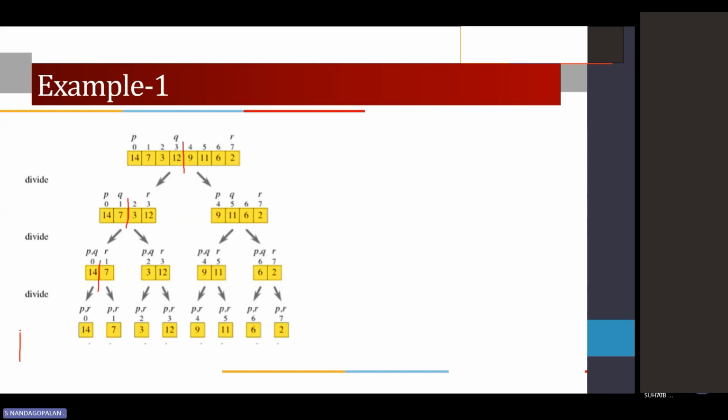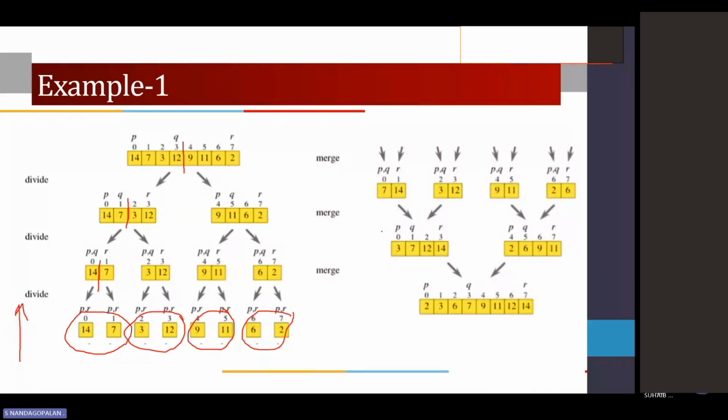So now go back and try to merge these things. So we take this as two sorted arrays and then merge it because one element is sorted. So when I merge these two, it becomes 7, 14. This becomes 3, 12. This becomes 9, 11. This becomes 2, 6. So you can see here 7 14, 3 12, 9 11, 2 6. Done.